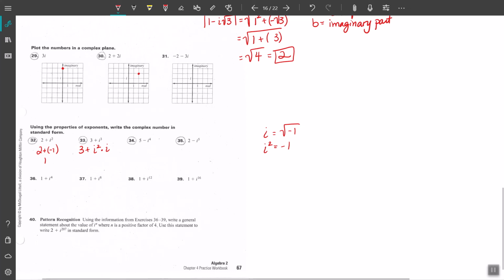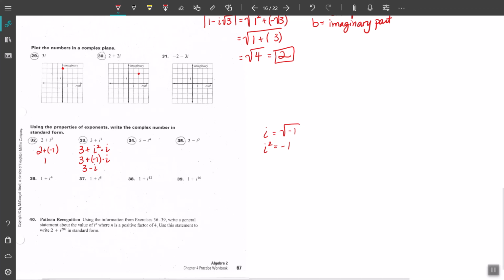Now we have an i squared, something that we can define in a real way. So we've got 3 plus, I'm going to sub that -1 in for i squared, and times my i. Following order of operations, I'm going to do this multiplication right here first. -1 times i gives me -i. So I end up with 3 minus i. And that's just a simplified version. We've taken that complex number and put it in standard form, meaning we've simplified it as best we could.